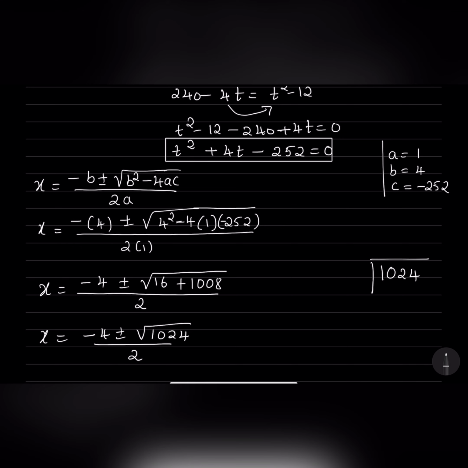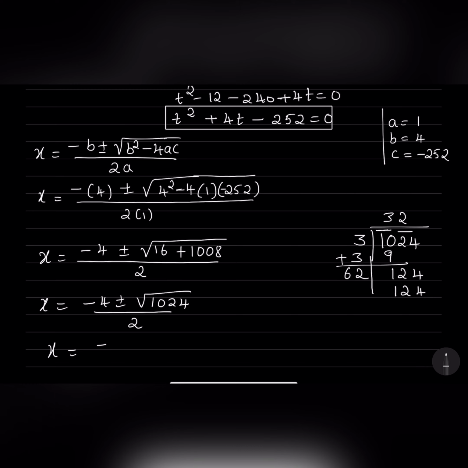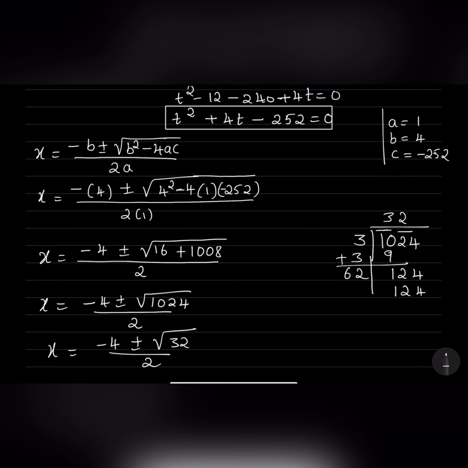Now 1024 square root, how do we find out? If you people know, that's fine. I will group the numbers: 10, 24. 3 3s are 9, 2 2s are 4, 2 into 3 is 6, 62 into 2 is 124. So 32 is the square root. x is equal to minus 4 plus or minus 32 by 2.